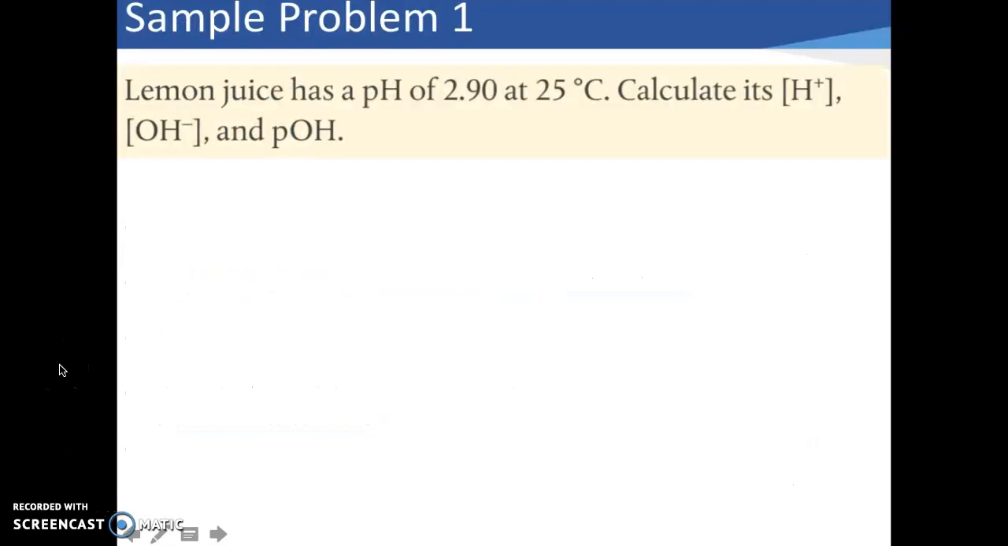All right, so let's do a quick practice problem. Let's see if you can do it. Lemon juice has a pH of 2.9 at 25 degrees Celsius. Calculate its hydrogen ion concentration, hydroxide ion concentration, and pOH. Okay, pause it, try to do it, and then I'll walk you through. All right, here we go.